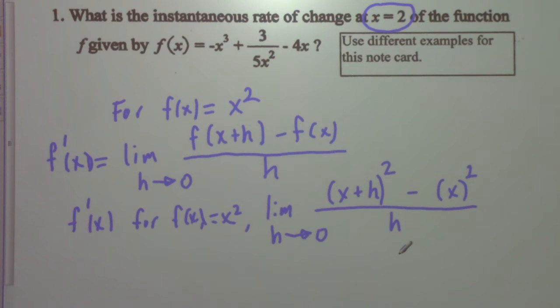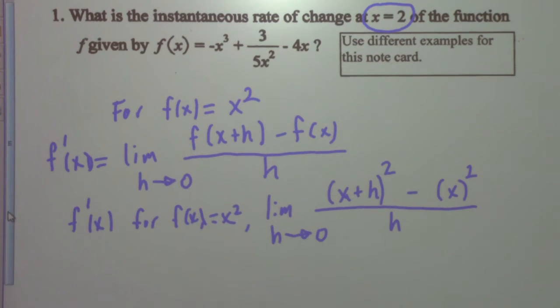Now, I hope you can see right now that if we plug in 0 for h, what do we have here? Well, we'll have x squared minus x squared, which is 0, over 0. That's not going to work out, right? More work. We have more work to do.